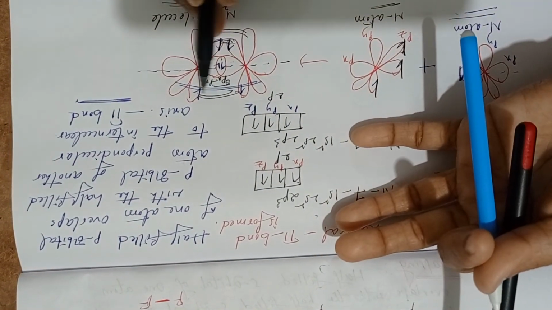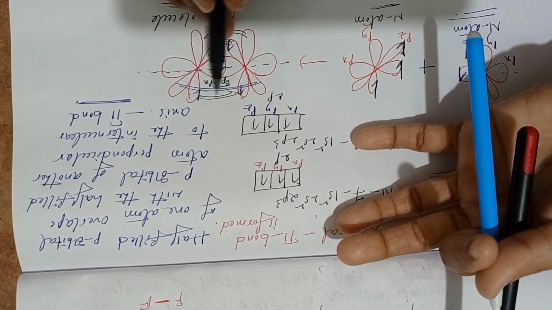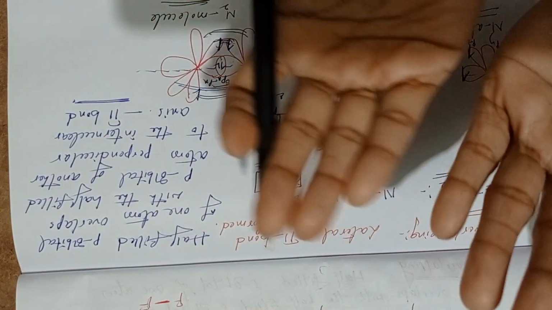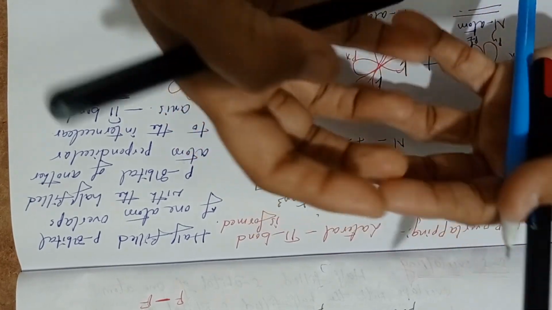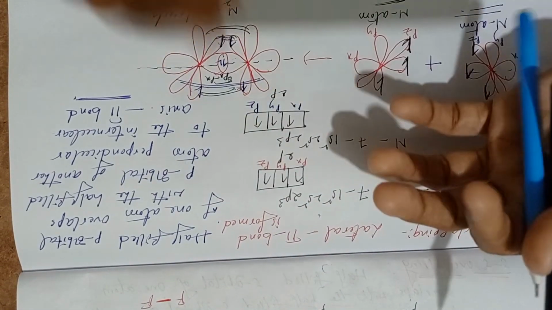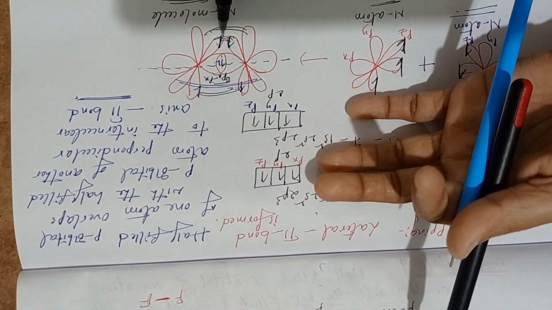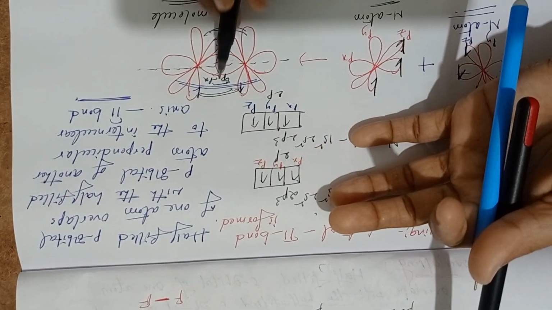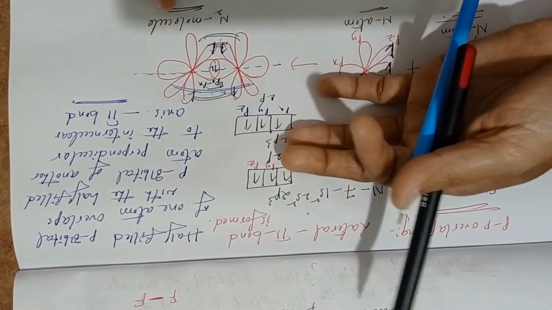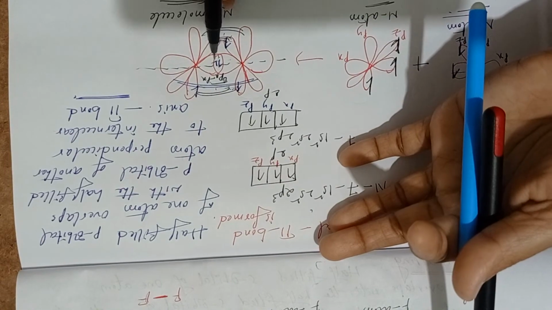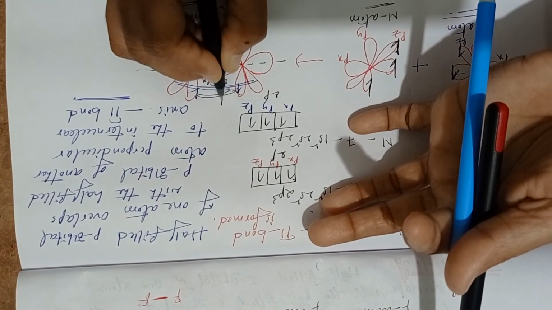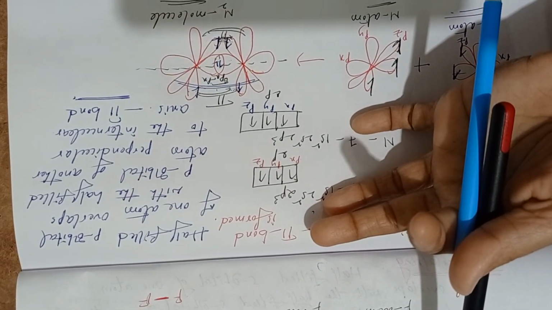And here these are py orbitals undergoing sidewise overlapping. Sidewise overlapping means like this. End to end means like this. Are you clear? So here one sigma, two pi bonds are formed. So here in the N2 molecule, one sigma, this is a pi bond, this is a pi bond, and here also this is a pi bond.